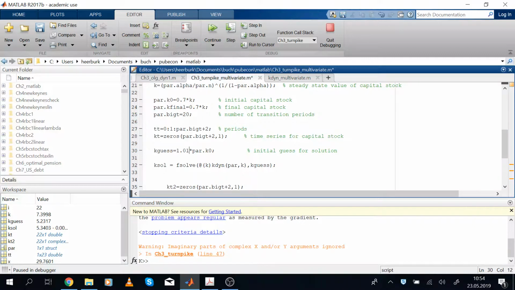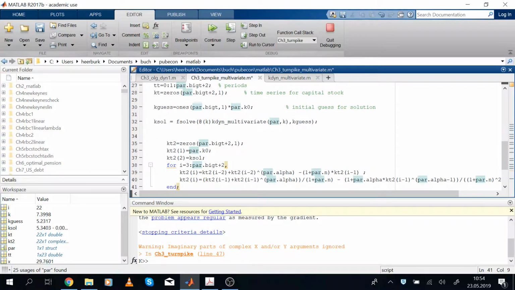So why not assume that they all are equal, so that the capital stock stays constant from period 0 to 21, which is the easiest guess, of course. Then we can compute the solution. We have to change the function name here. And then we are done. And we have to change line 36 and the following.